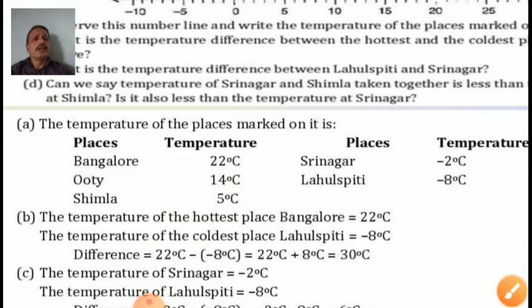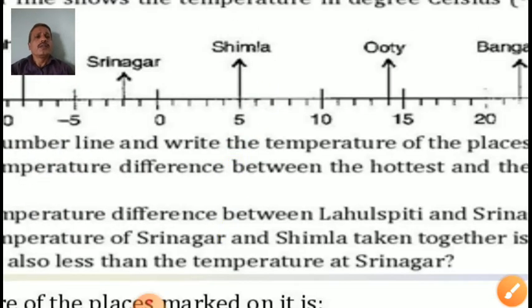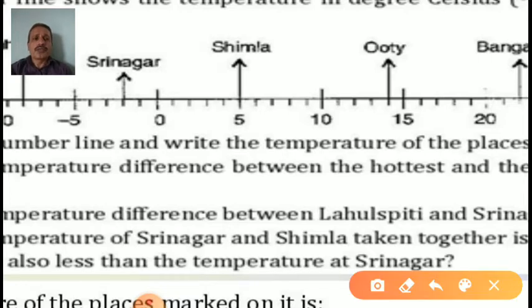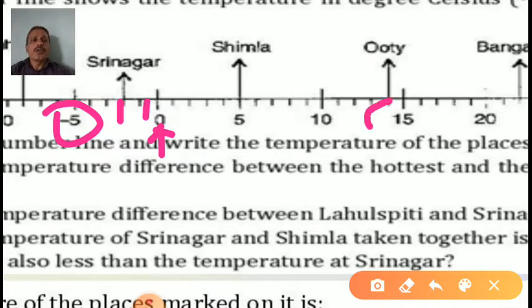Can you see this in a larger way? See, Simla has 5 degrees, it's positive, and Srinagar is -2 degrees. See students, here is -5 and this is 0. So after 0, 1 and 2, that's the -2 degree Srinagar temperature. Same way, Ooty is showing 14 degrees centigrade. Understood? So you can make the table for the first question A.